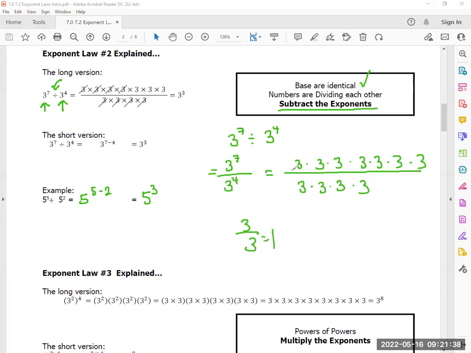So 3 divided by 3, 1. All that's left then on the denominator is 1 times 1 times 1 times 1, which is 1. 1 times 1 times 1 times 1 times 3 times 3 times 3. I have a 3 over 3.